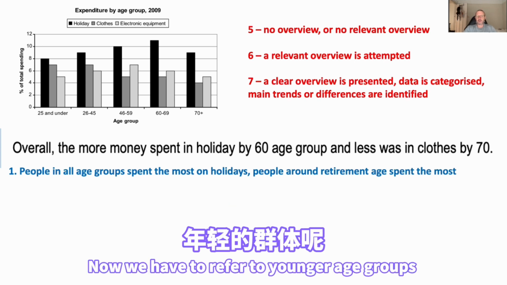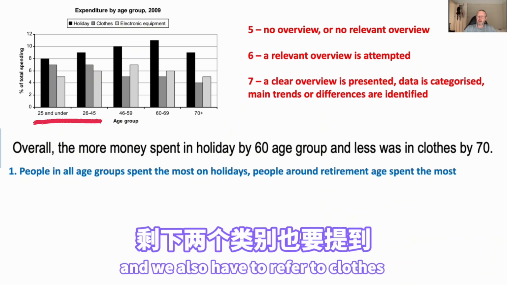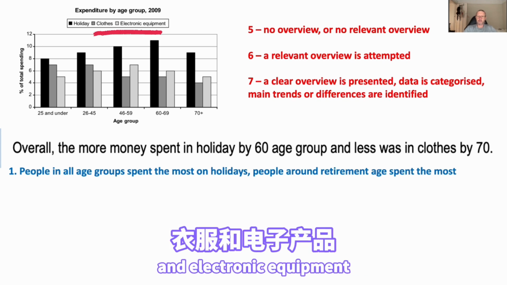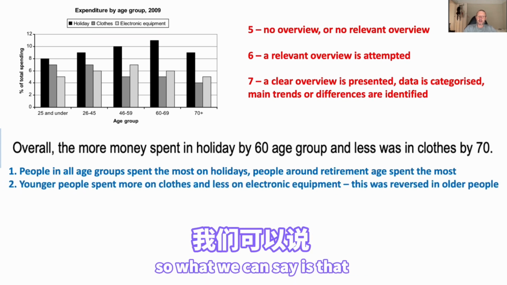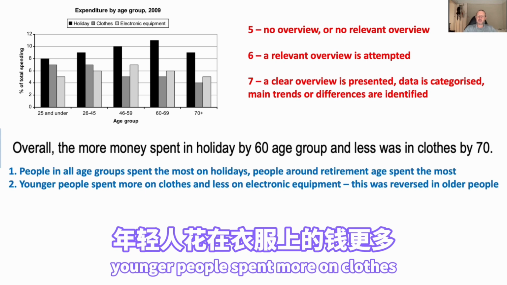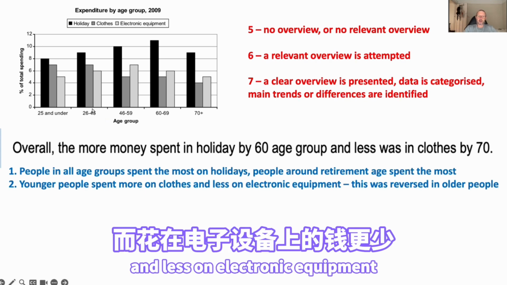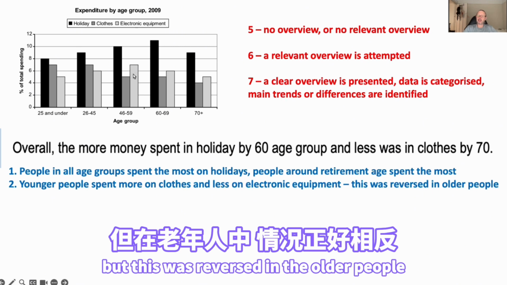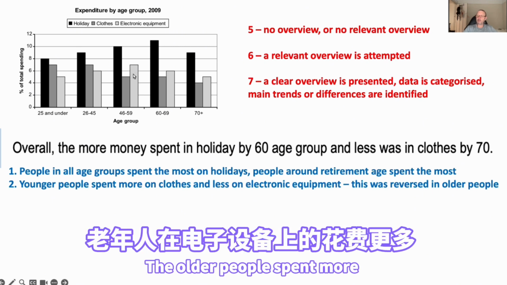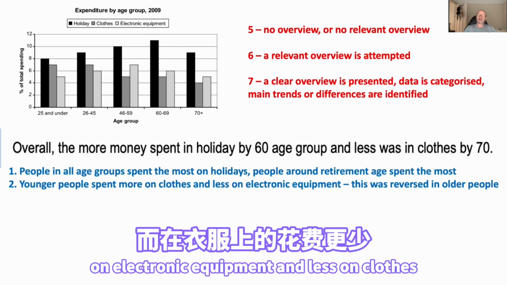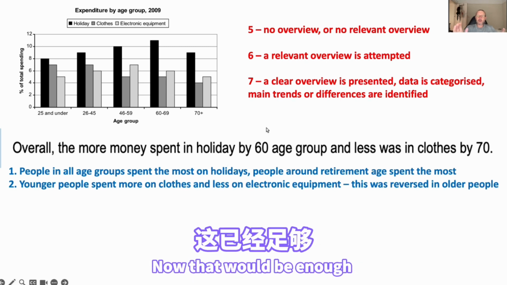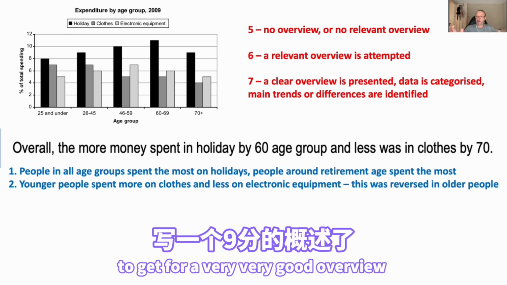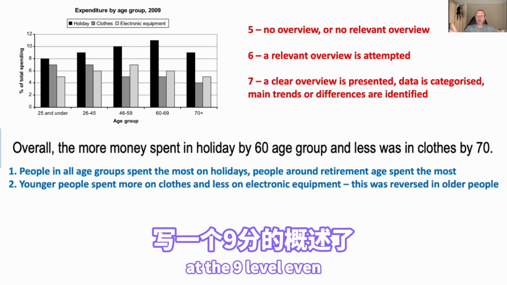Now we have to refer to younger age groups, and we also have to refer to clothes and electronic equipment. So what we can say is that younger people spent more on clothes and less on electronic equipment. But this was reversed in the older people. The older people spent more on electronic equipment and less on clothes. Now, that would be enough to get a very, very good overview at the 9 level even.